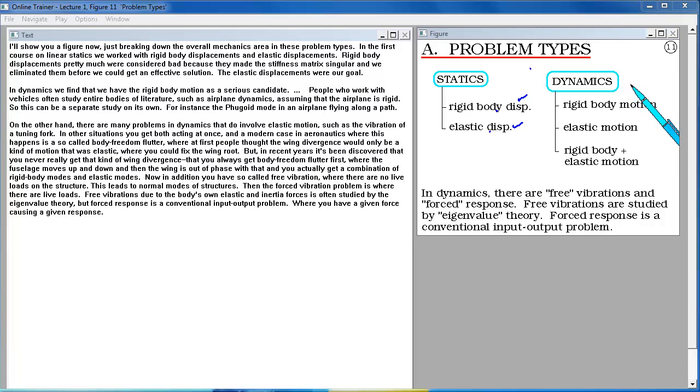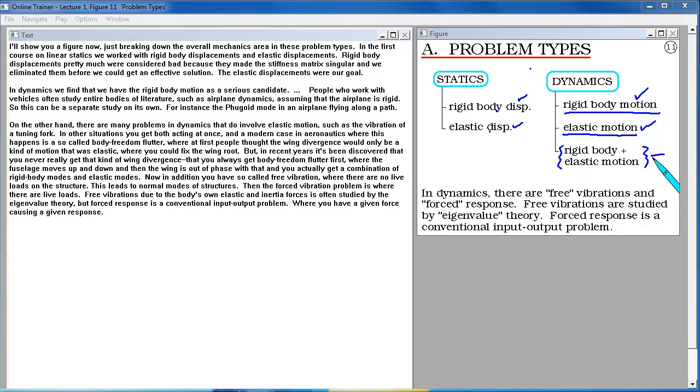In dynamics, we find that we have the rigid body motion as a serious candidate, and people who work with vehicles often study entire bodies of literature, such as airplane dynamics, assuming that the airplane is rigid. So this can be a separate study on its own. For instance, the phugoid mode in an airplane flying along a path. On the other hand, there are many problems in dynamics that do involve elastic motion, such as the vibration of a tuning fork.